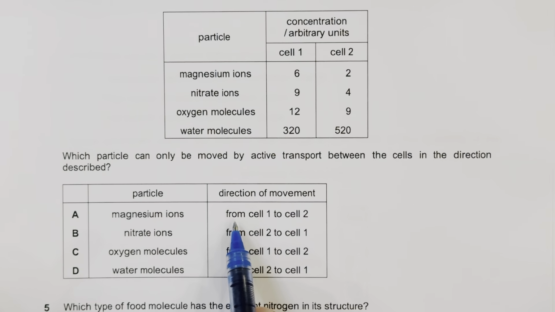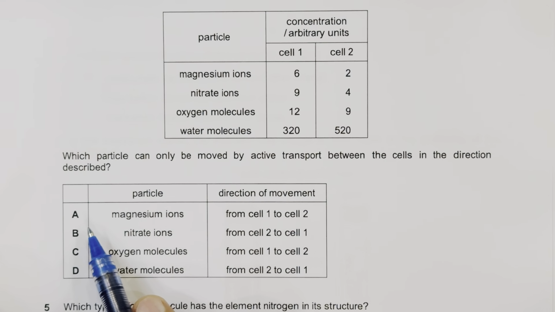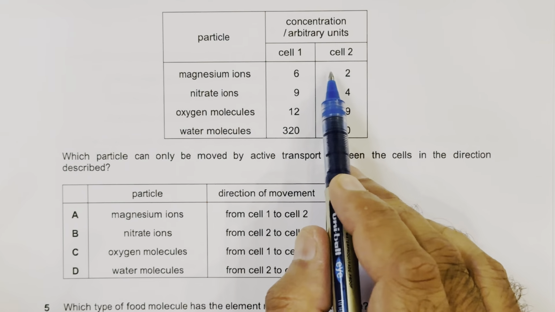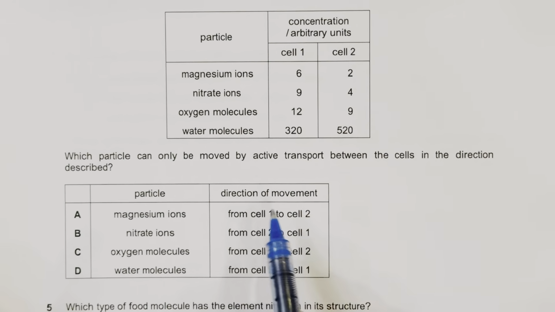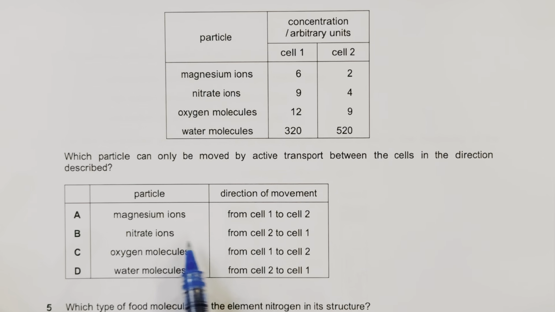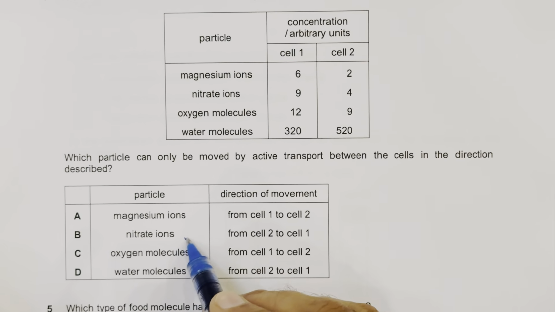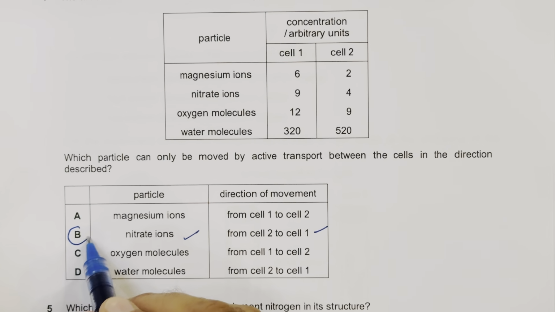So we're going to see that from part A. Magnesium ions from cell 1 to cell 2. No, it is moving from high to low. We need to know low to high. From cell 2 to cell 1. Cell 2 to cell 1. Yes, this is the right option. So option number B is the correct one.